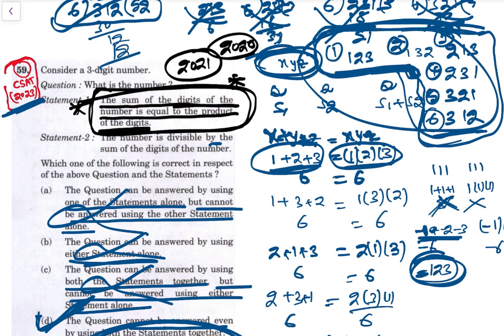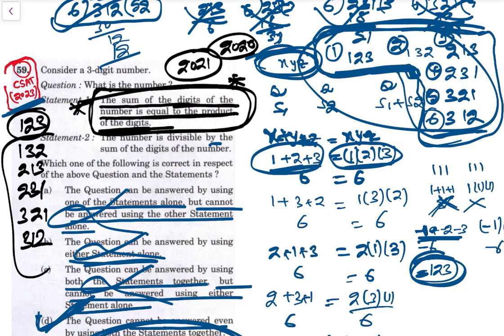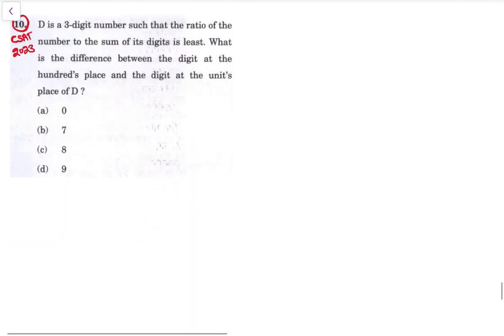Number where sum of digits is equal to product of digits, 1 2 3 should come to mind immediately. That is 1 3 2, then 2 1 3, 2 3 1, 3 2 1, 3 1 2. All these numbers should come to mind. Okay. Then let's see the next question.